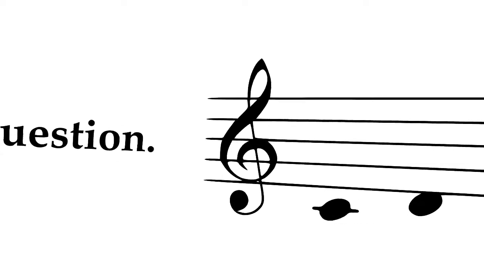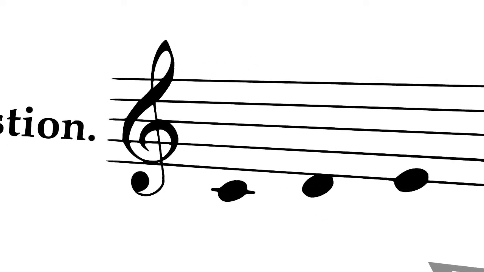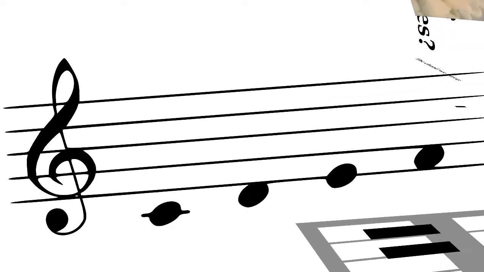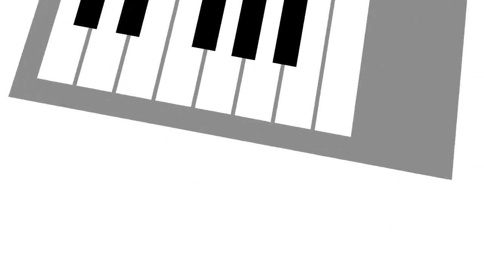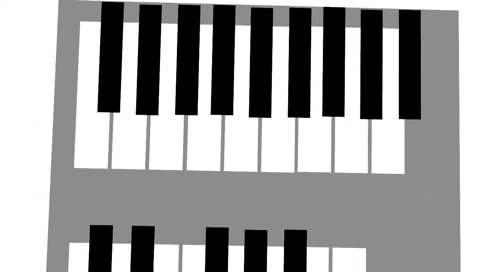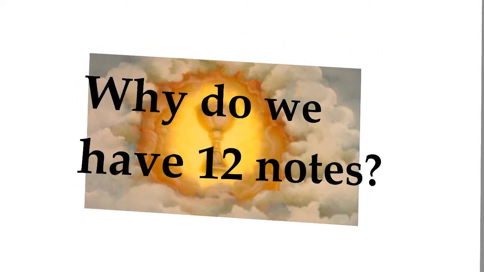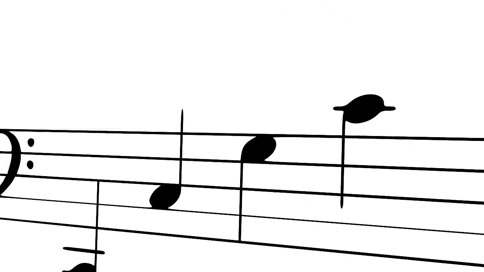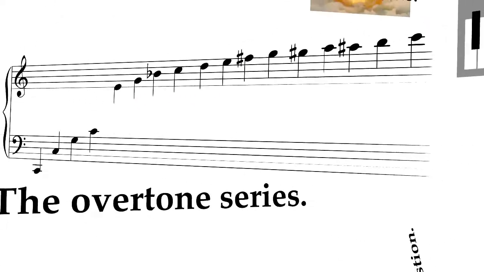Here is a question that can be asked in many ways. Why is C and D a whole tone, but E and F a semitone? Or, why does the piano keyboard look like this and not like this? Or the holy grail of all music questions, why do we have 12 notes? Whenever you ask a question concerning the note system of Western music, the answer is probably overtones.